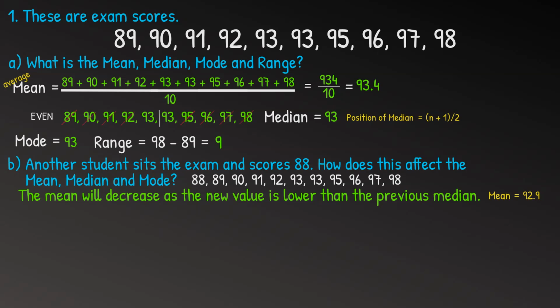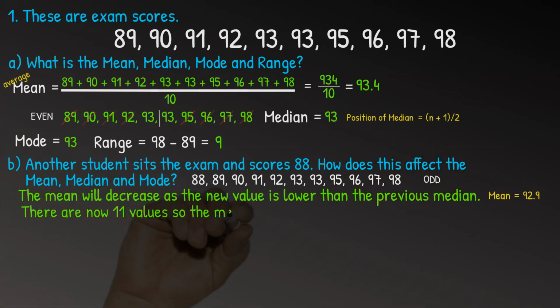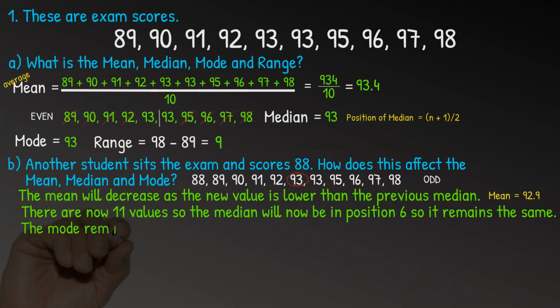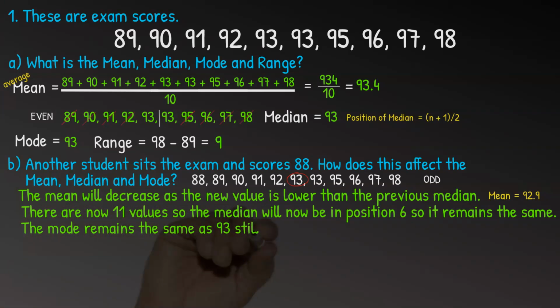And how will it affect the median? Well, with the value added, we now have an odd number of values. So the median will be in position 6. And in position 6, we have 93. So the median actually remains the same. And how will it affect the mode? Well, the mode is the number that appears most often, and that is still 93. So the mode remains the same.